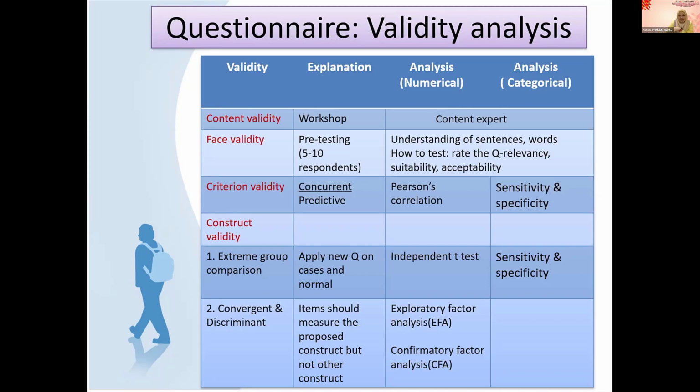Okay, the criterion validity, as I said just now, is actually when you have a gold standard. So you can have concurrent, meaning that you ask at the same time, or you ask now and another time you ask later. So that one we call predictive. So if let's say your outcome is actually continuous data, numerical, therefore, you will use Pearson correlation. If your data is category, you will use sensitivity and specificity.